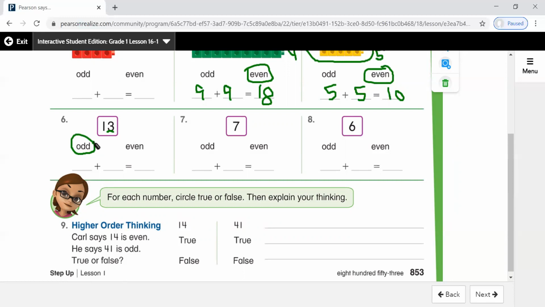Now, to write the equation, draw 13 cubes. 1, 2, 3, 4, 5, 6, 7, 8, 9, 10, 11, 12, 13. Now put it into two groups, and this is 2 groups.